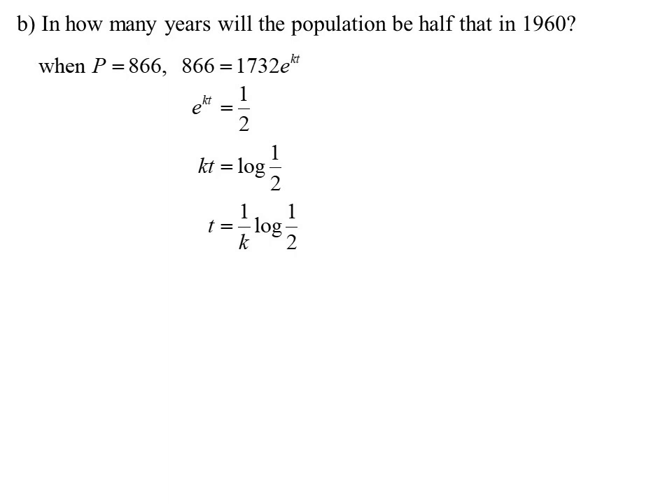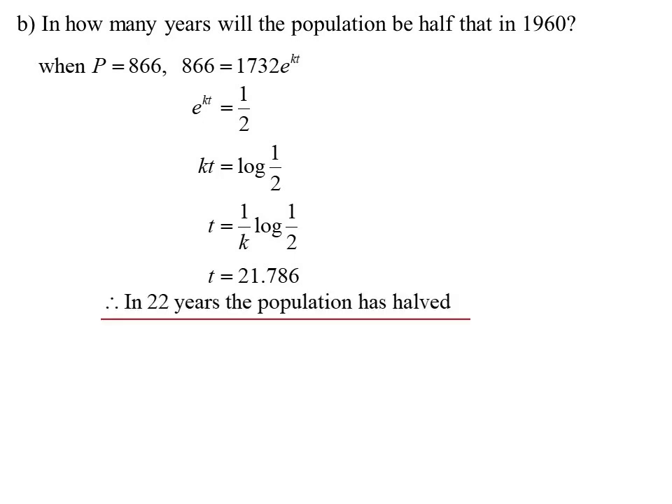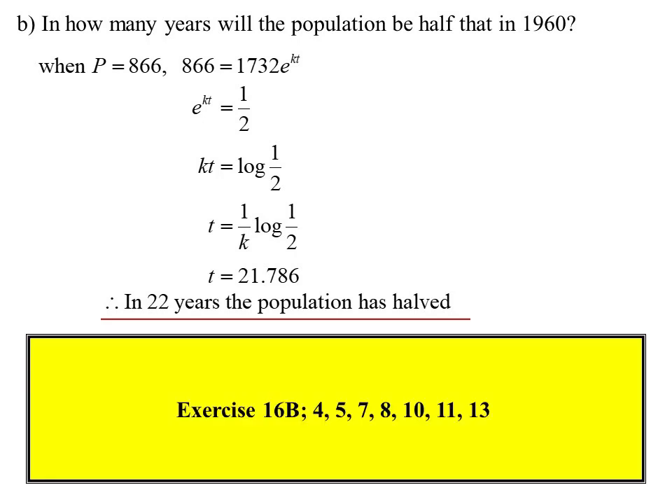So e to the kt would equal a half, rearrange that, make t the subject. We get 1 over k log of a half. As long as we know the growth, or in this case decay rate, we can work out the half-life. So sub in that k, which we just found, t is 21.786. The question is, in how many years? Well, it'll be in 22 years. Interestingly, if that had come out to be 21.286, I would still say in 22 years, because in 21 years it hasn't halved yet. There's still more to go. In 16b, we'll have a go at some growth and decay questions.